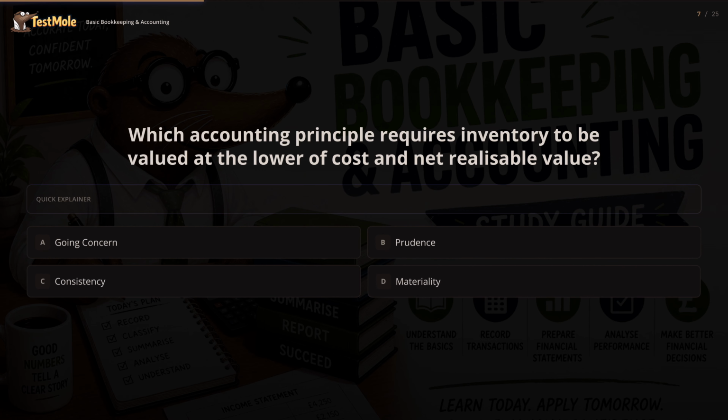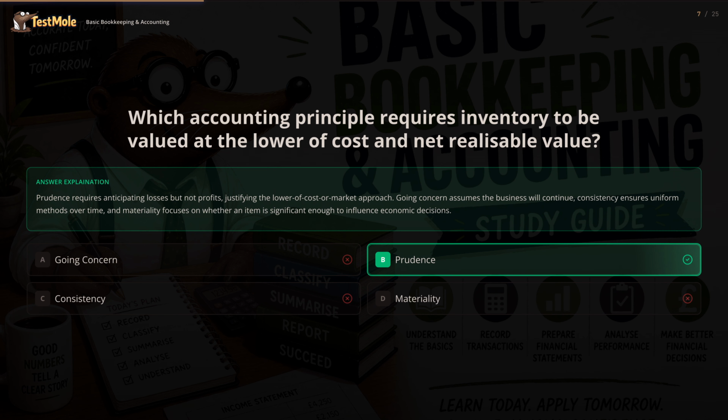Let's review the options. A. Going concern. B. Prudence. C. Consistency. D. Materiality. The answer is B. Prudence requires anticipating losses but not profits, justifying the lower of cost or market approach. Going concern assumes the business will continue, consistency ensures uniform methods over time, and materiality focuses on whether an item is significant enough to influence economic decisions.